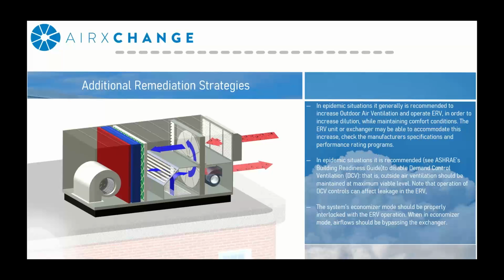For ERV systems that are equipped with economizer, it should already be doing this, but you should check to make sure that the ERV's operation is interlocked with the economizer operation. And then when you go into economizer mode, that the air is being properly bypassed around the heat exchanger.